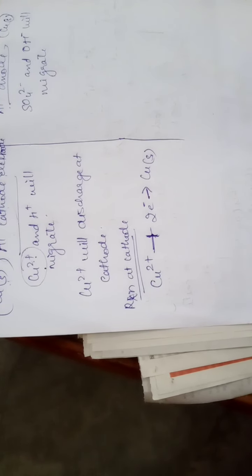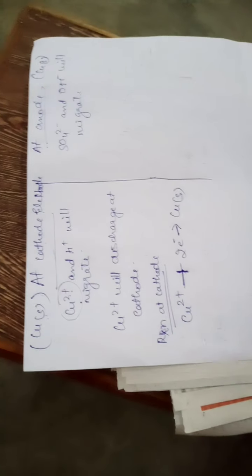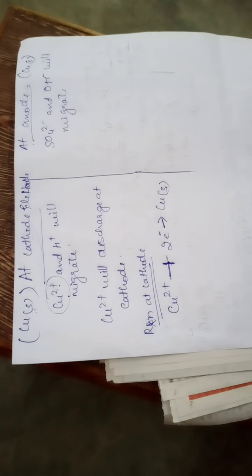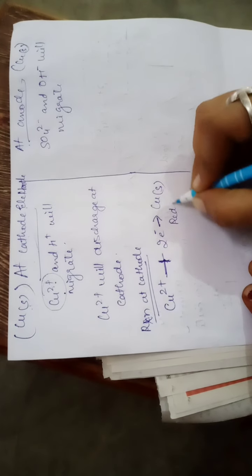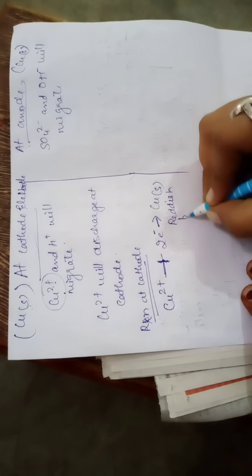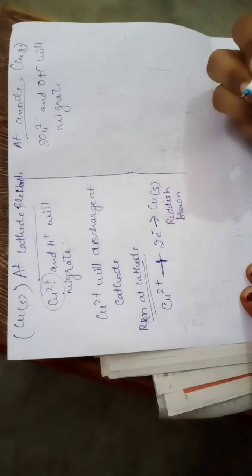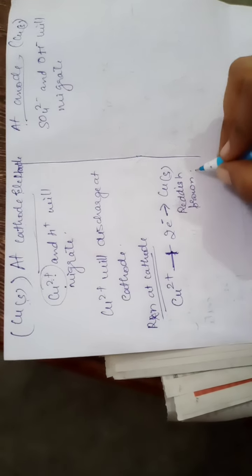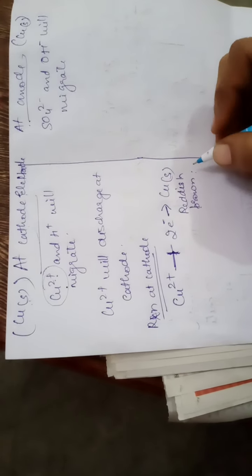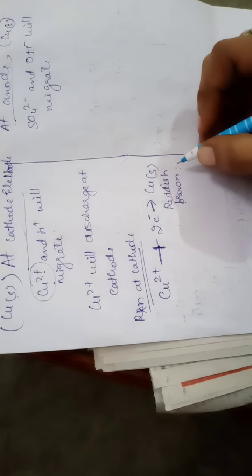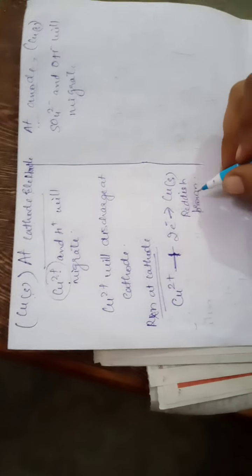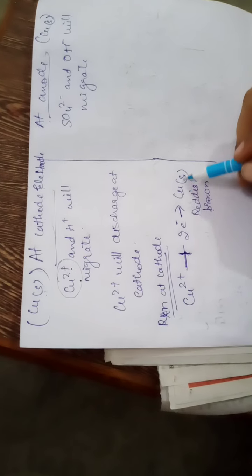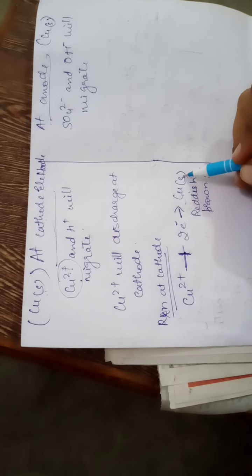Now what is the color of the copper? This you need to remember. The product formed is reddish brown. You need to remember the color is reddish brown. It is not brown. Copper wire is never brown. It is reddish brown in color. Reddish brown solid copper is deposited at the cathode.